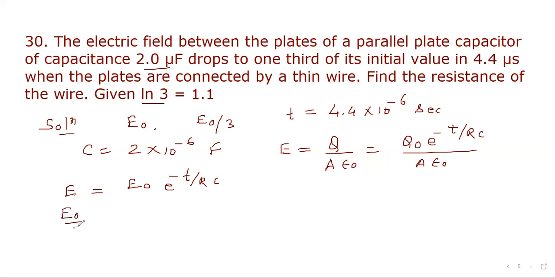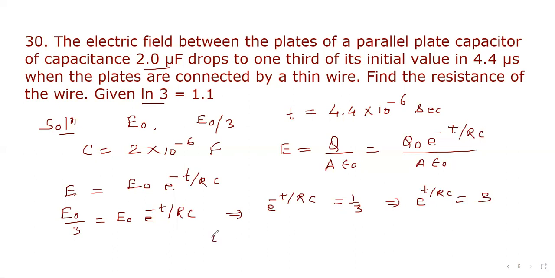So E0 upon 3 equals E0 times e to the power minus T upon RC, or e to the power minus T upon RC equals 1 by 3. Further, we can write e power T upon RC equals 3. Now we take the log: T upon RC equals natural log 3, which is equal to 1.1, given in our question. Now we can find R. So further, R equals T upon 1.1 times C.